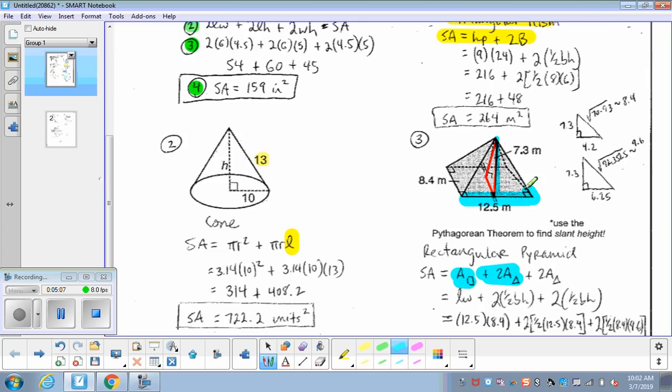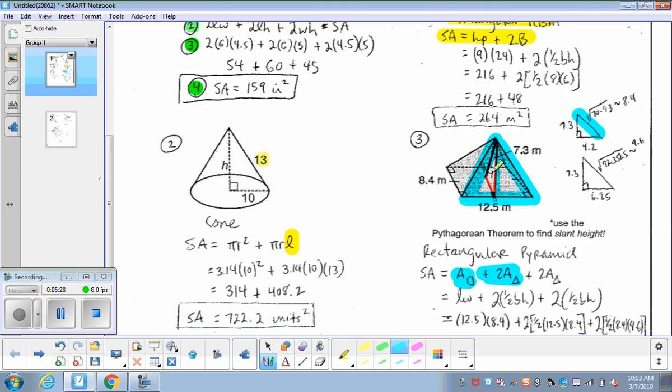So like right here, that front triangle is going to be this 1/2 base times height. And I'm going to double it because that triangle is also the exact same one on the back of the pyramid. So to find the height of that triangle, I need the measurement of this part of that red right triangle that I drew in there.